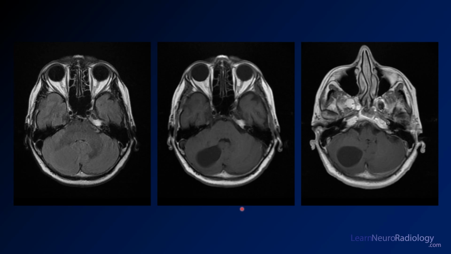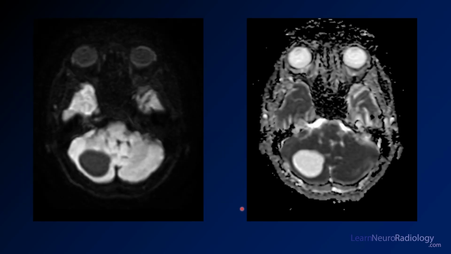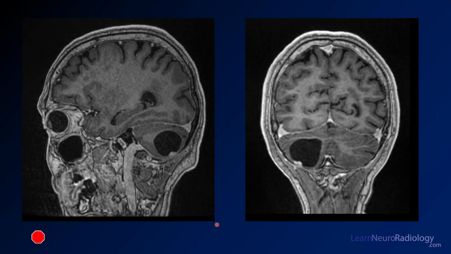Definitely a lesion there. Start thinking about what you might think it is. Here you have a diffusion and an ADC. Maybe that can give you a little clue as to what you might be looking at, what you might not be looking at. Here we have a couple of thin slice T1 post contrast images in the sagittal and coronal plane. Maybe these give you the best idea of what you're looking at. So try to come up with a differential here for this case.